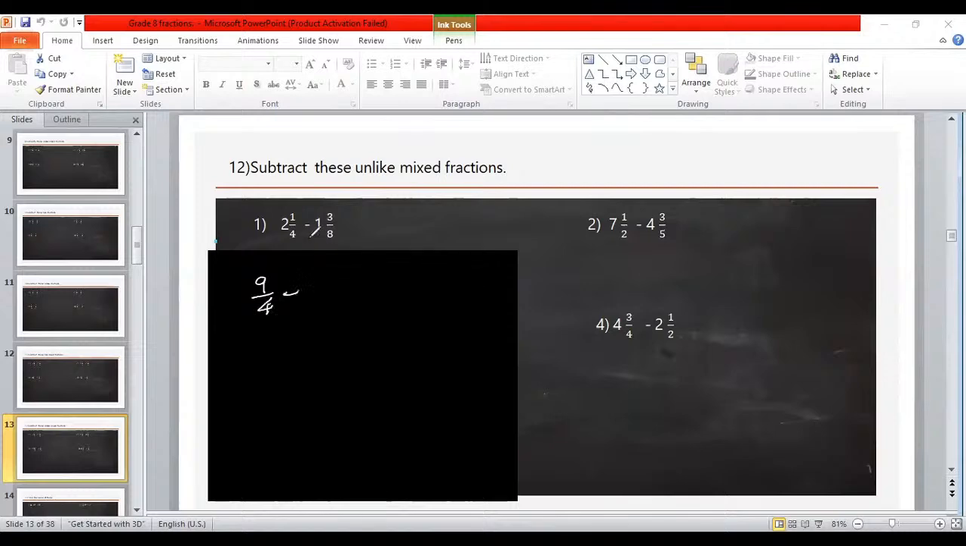Minus 8 times 1, 8. 8 and 3, 11 over 8. Then now you can convert to common denominator. This is by 2, this is by 2. 2 times 9, 18. 2 times 4, 8. 11 over, again 8. Look at 18 minus 11 is 7 over 8.